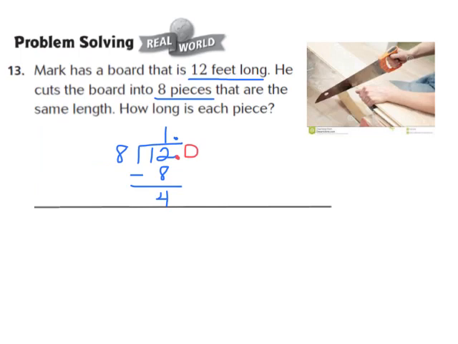Now my next step is going to be this. I'm going to bring down the 0 next to the 4. So now I'm looking at 40 being divided by 8. Knowing my basic facts, I know that 8 goes into 40 5 times. So I'm going to write my 5 down above the 0, and I know that 5 times 8 is going to give me 40. So I'm going to write my 40 down here and subtract, and I know that 40 minus 40 is going to leave me with 0. Once my remainder is 0 and I have no numbers left to bring down, my division is complete. So what that tells me is each piece of wood, each piece of board that he's cutting, is going to be 1 5/10 feet long.